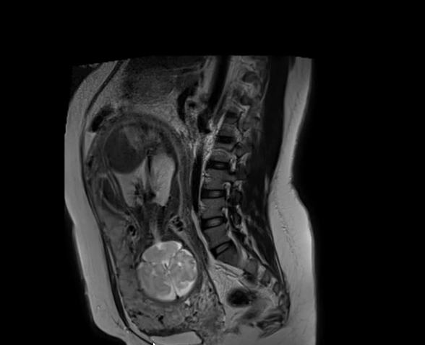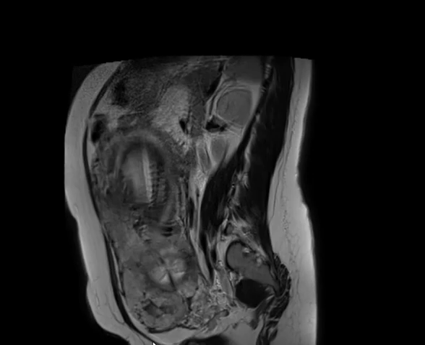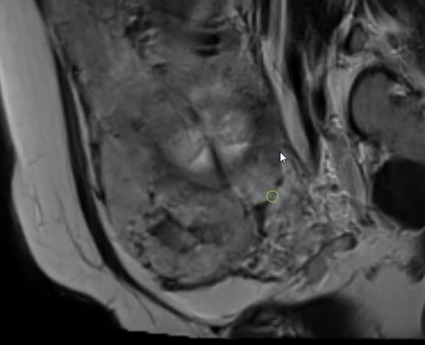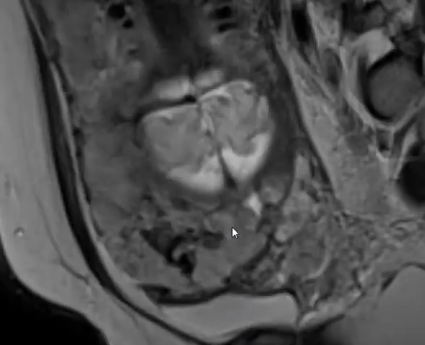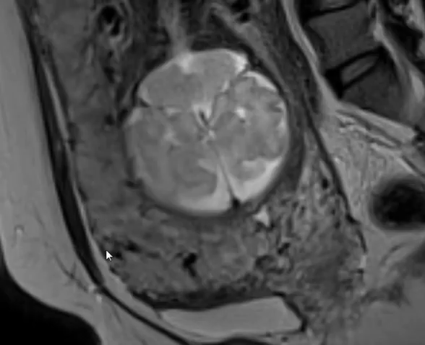Let's give me the mouse, please. So if we do something like this, for example, magnify on this part, you can see some myometrium here, right? Yes. But do you see any here? No. So it's not present at this part.